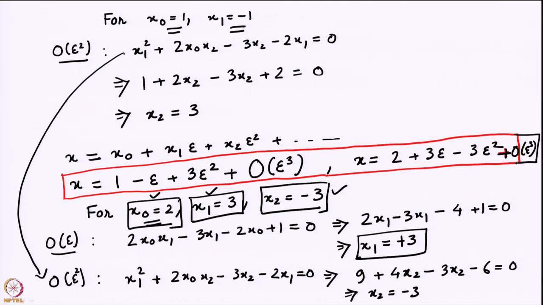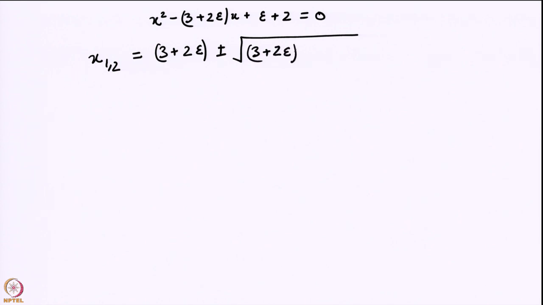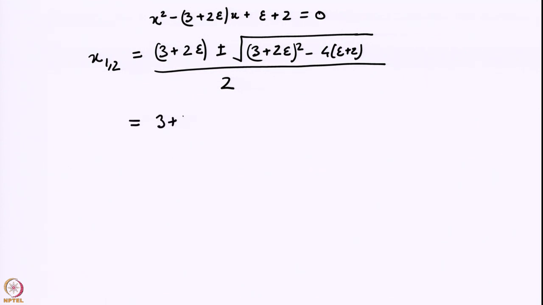Okay, so let's now try to understand where these expressions come from. For this we are going to use the exact solution. Our equation was x square minus (3 plus 2 epsilon) x plus (epsilon plus 2) is equal to 0. The two roots x1,2, now I am writing down the formula for the roots of a quadratic equation, minus b plus minus the square root. Now simplify this. If you open up the square, then you can write the inside part as 1 plus 4 epsilon into epsilon plus 2.